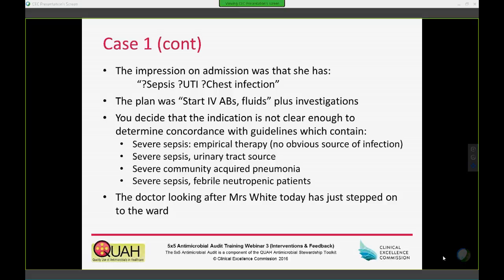Do you think it's good that the auditor didn't mention the audit second time round, or would you mention it if you were doing this? They're not generally very popular, are they? No, saying you're doing an audit can give the impression that you're checking up on people or doing something quite bureaucratic. Whereas for the 5x5 Antimicrobial Audit, the kinds of questions we're asking are things that we think the medical team or the nursing staff or the pharmacist looking after the patient would want to know anyway as part of their routine care.